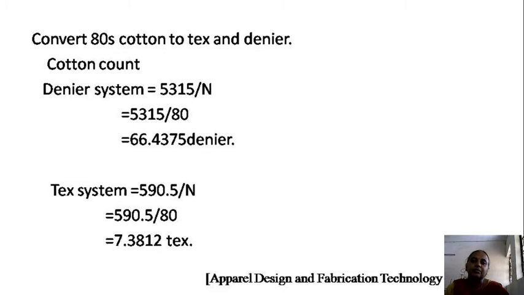Convert 80s cotton to tex and denier. Here the denier system is equal to 5315 divided by n. It is the formula given in the table. You have to remember this. For the tex conversion, tex system is equal to 590.5 divided by n. So here they have given 80 count, convert to tex and denier. For the denier system, 5315 divided by n, so put n as 80. 5315 divided by 80 is equal to 66.437 denier. For the tex system, 590.5 divided by 80 is equal to 7.3812 tex.